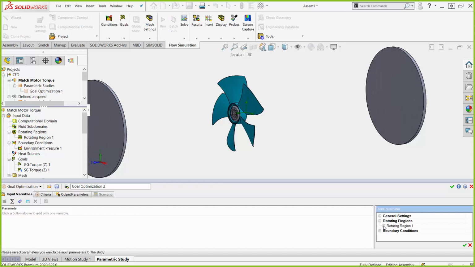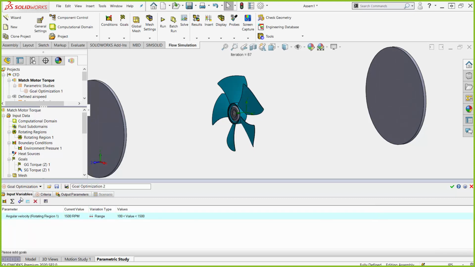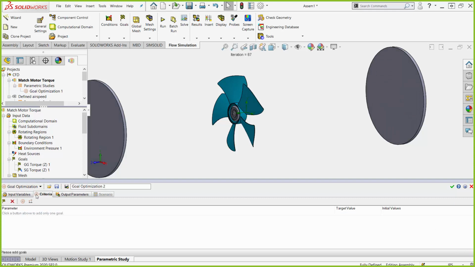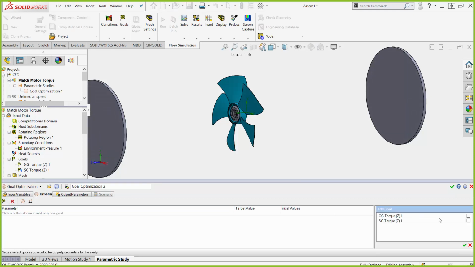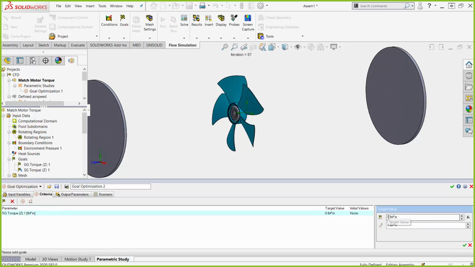Then I choose what is allowed to vary. In this case, that is the angular velocity of the fan blades, what RPM it is spinning at. I can have it go from 100 to 1000. Criteria, this is the torque I'm aiming at, so I go pick my goal, I pick a particular one, and say I'm aiming for, let's say, negative 40 inch-pounds. And again, negative is just the direction.